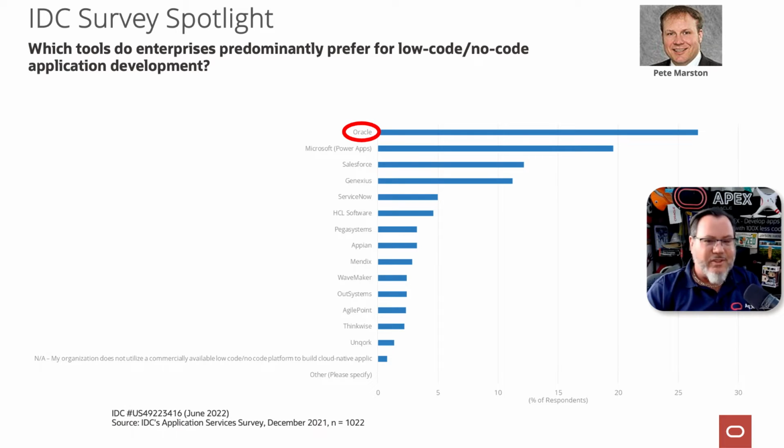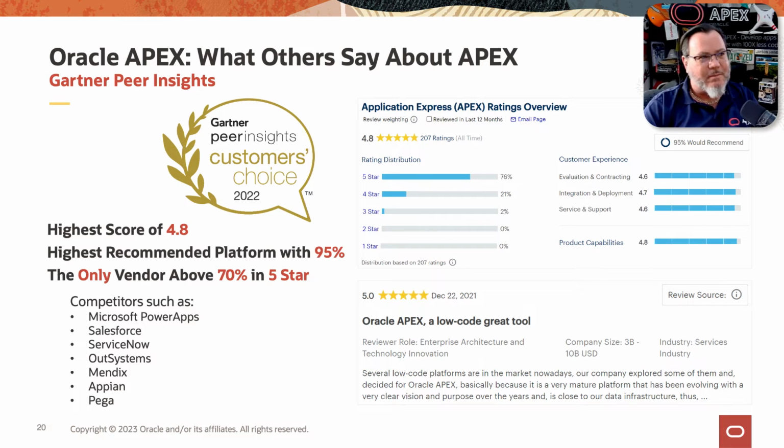The path of least resistance and saving time and money is what this is all about. And it just keeps beating out Microsoft, Salesforce, ServiceNow, all these other competitors. They cannot compete with what we can do with Oracle APEX at the end of the day, especially with Oracle Cloud.